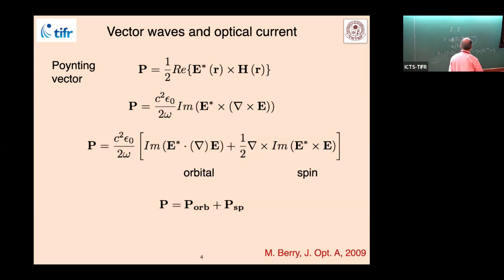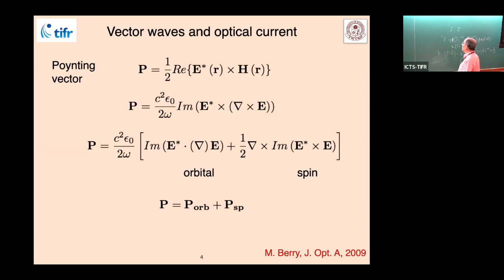The whole thing is nothing but half of the real part of E star cross H. That's the way you'll be writing everywhere. So that is what I've written down over here.